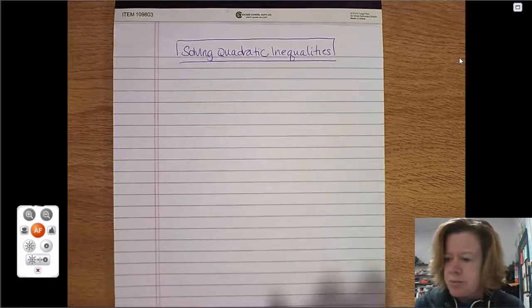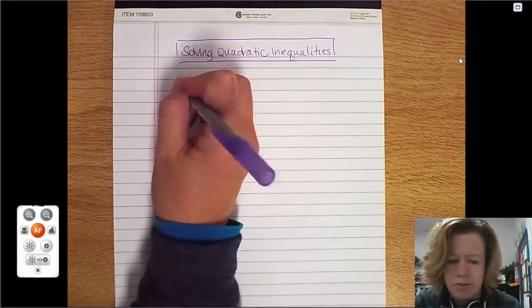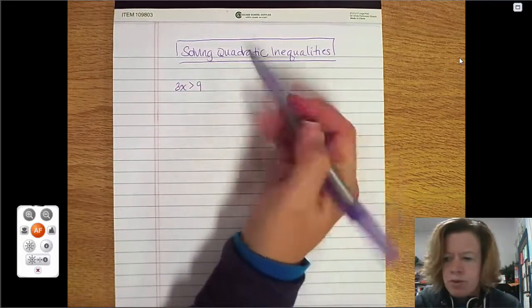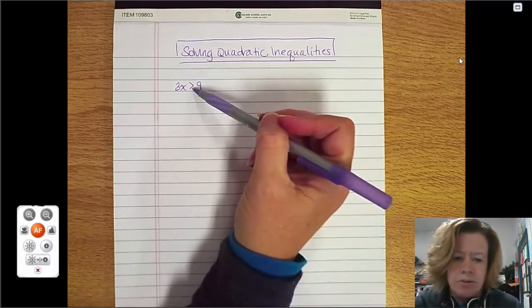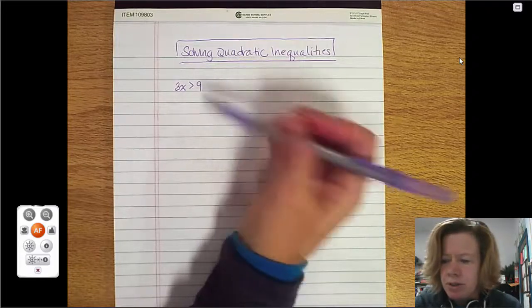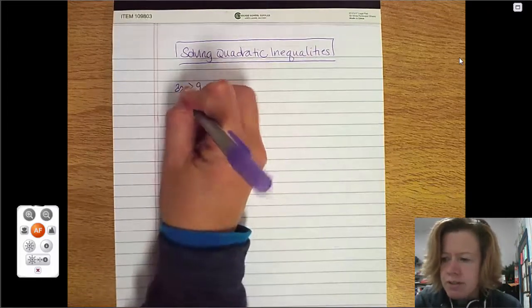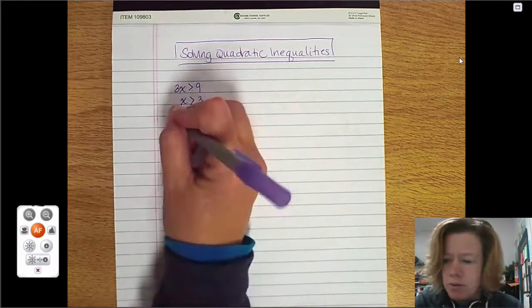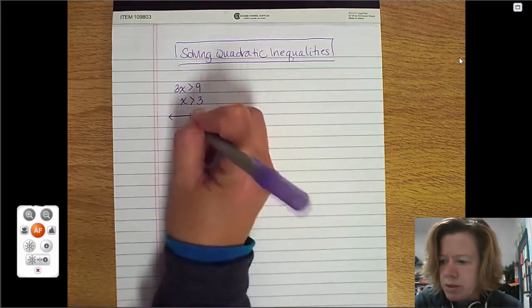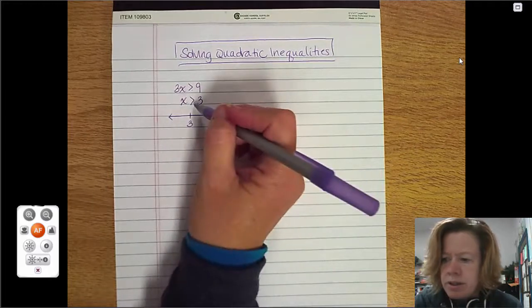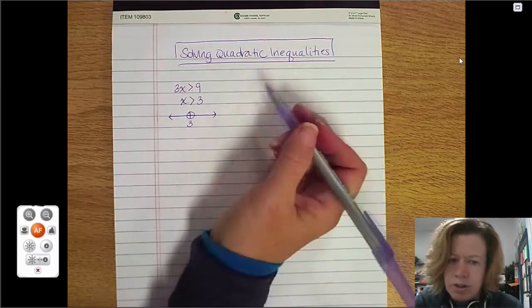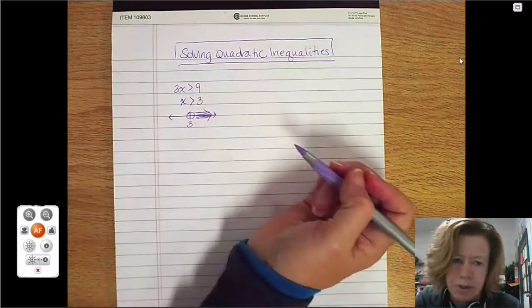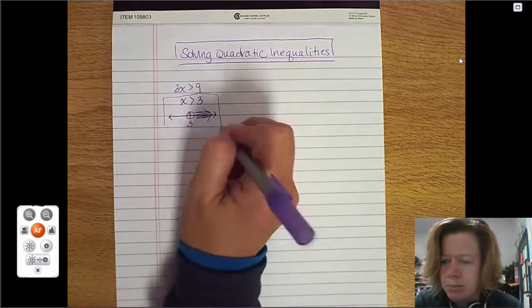So let's just review. If I had asked you to solve something like 3x is greater than 9, you treat this as an equal to sign. In other words, you solve in the normal way. You divide both sides by 3, and you would get x is greater than 3. Now to transfer that to a number line, you put 3 on your number line. It's not equal to, so it's an open bubble, and you shade in the direction of greater than, which is to the right. And that would be your complete answer.